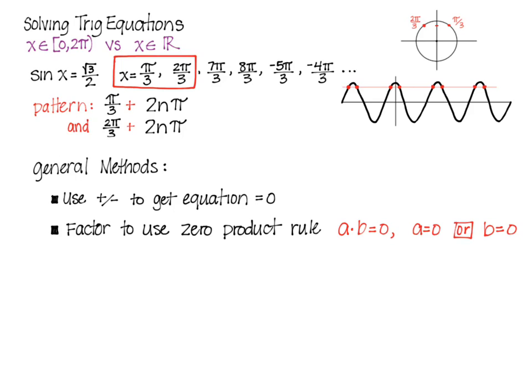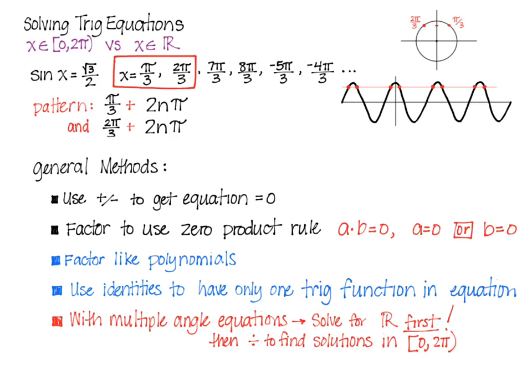So, that's the general idea of how to solve. This one was rather simple. It was already set up, and we just had to think of what the x's would be. When you have a bigger equation with a couple different terms, you're going to add or subtract to get the equation equal to 0. Then you'll be able to factor something out and use the zero product rule to solve.